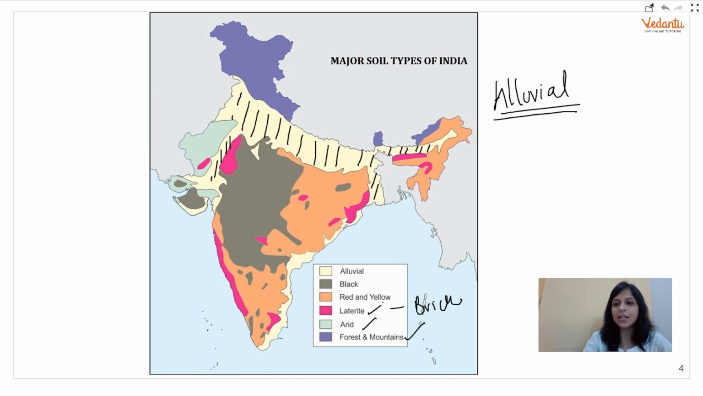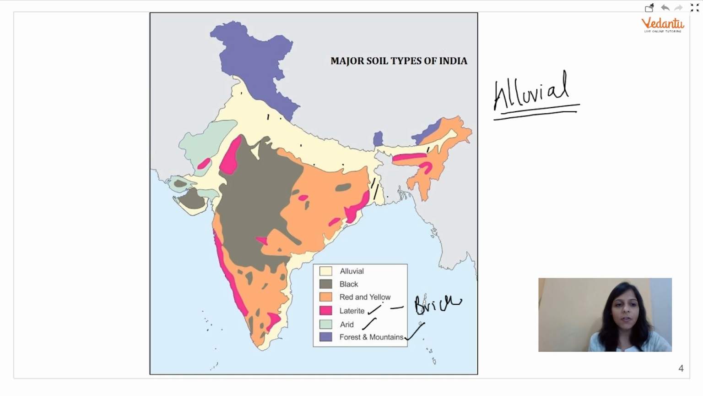Now let's try to learn something important. Alluvial soil basically covers the area of, you can see here, Punjab, some part of Rajasthan, Haryana, Delhi, then Uttar Pradesh, then Bihar. I'm going to erase it so that it becomes easy for you to understand. The white color area is the alluvial soil. Then you have Bihar, UP, West Bengal, and part of Assam also is covered with alluvial soil. I hope this location is pretty clear to each one of you.